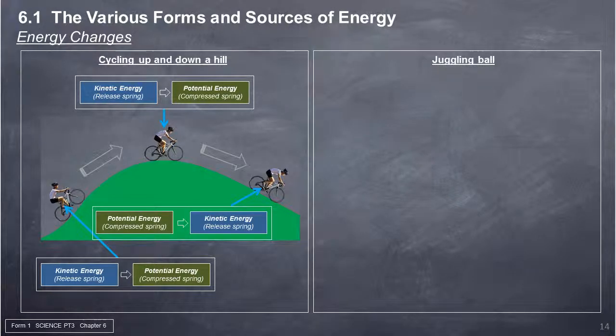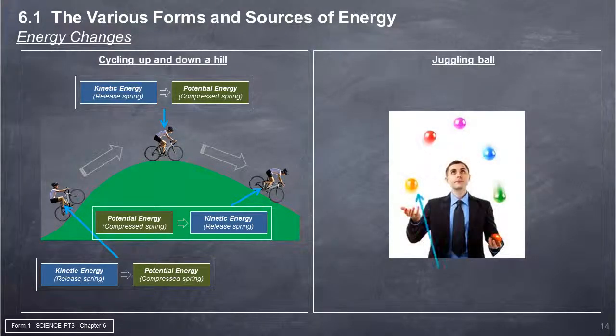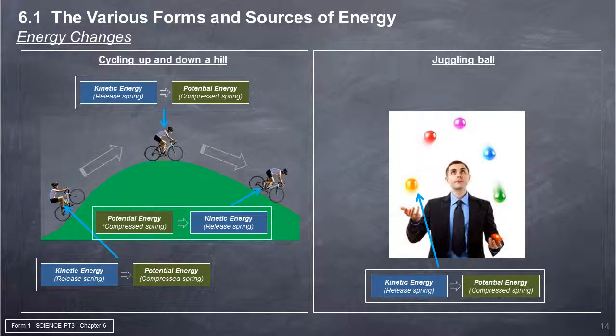Juggling balls. When the ball leaves the hand, the kinetic energy is at the maximum. As the ball rises, it slows down and loses kinetic energy. The lost kinetic energy is changed to potential energy. As the ball continues to rise, more kinetic energy is changed to potential energy.